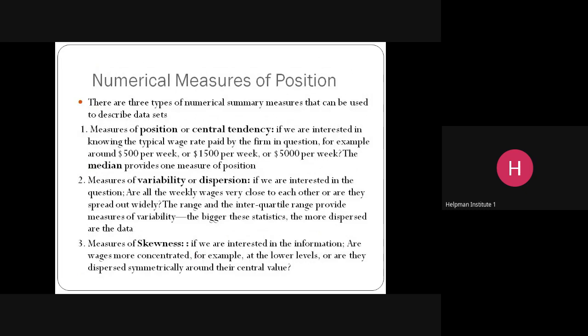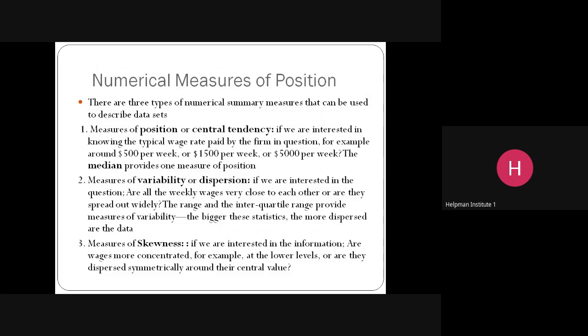All right, so let's enter into this lesson proper. Let's look at numerical measures of position. There are three types of numerical summary measures that can be used to describe data. The first of those measures is measures of position or measures of central tendency. Now, the measures of central tendency tell us how the data is concentrated in the middle. That's in layman's language.